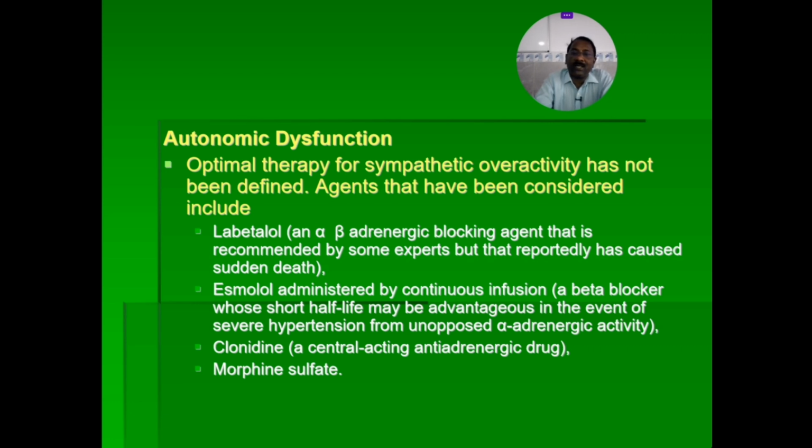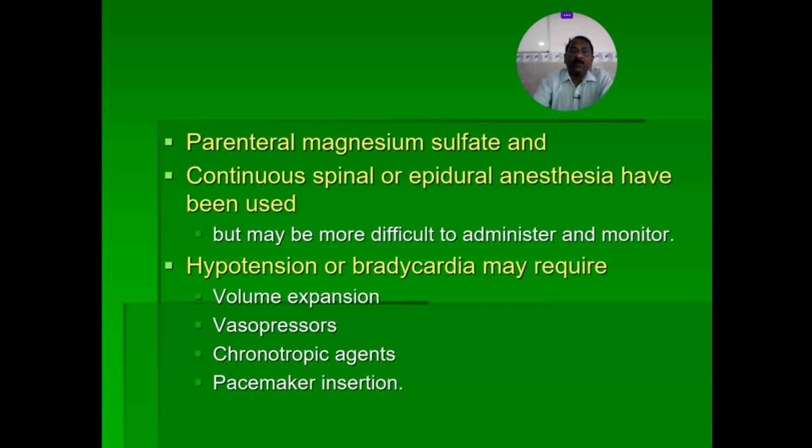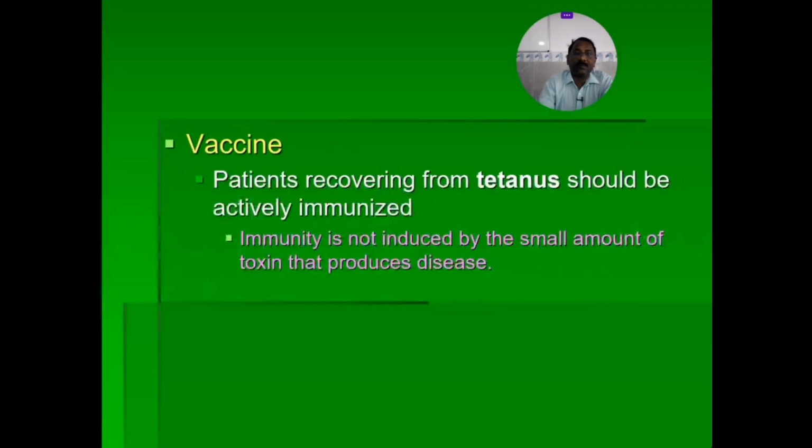Clonidine, a centrally acting antiadrenergic drug, and morphine sulfate. Parenteral magnesium sulfate to reduce the spasms, etc. Continuous spinal epidural anesthesia has been used, but may be more difficult to administer. Hypotension or bradycardia require volume expansion with crystalloids or albumin, vasopressors, chronotropic agents, and pacemaker insertion.